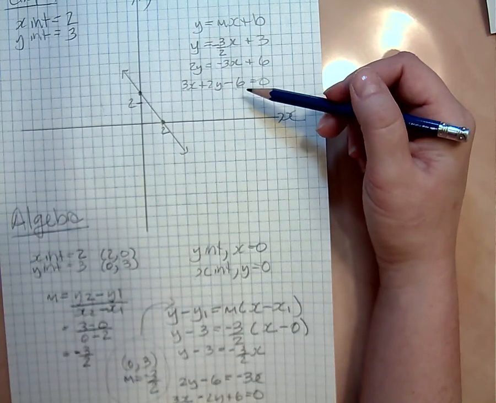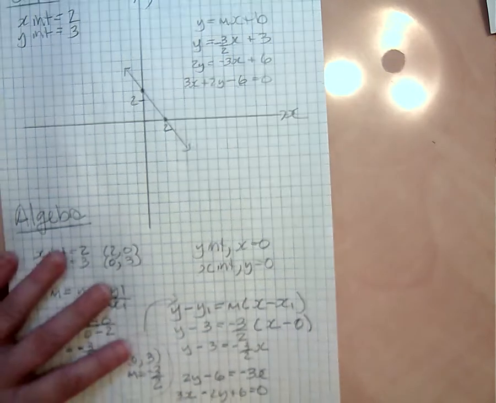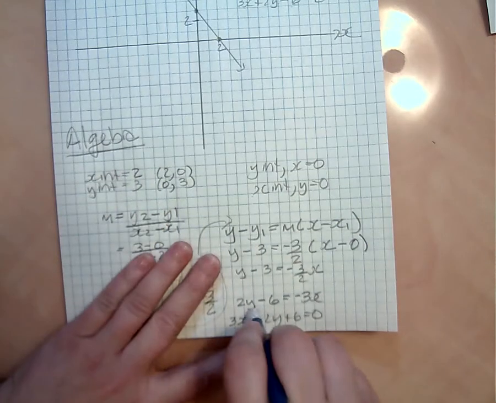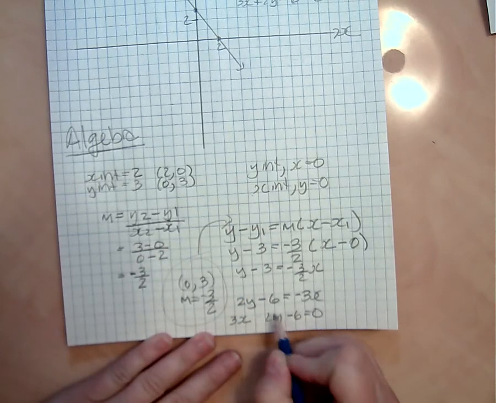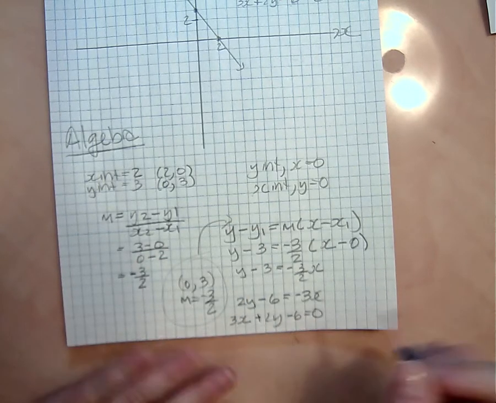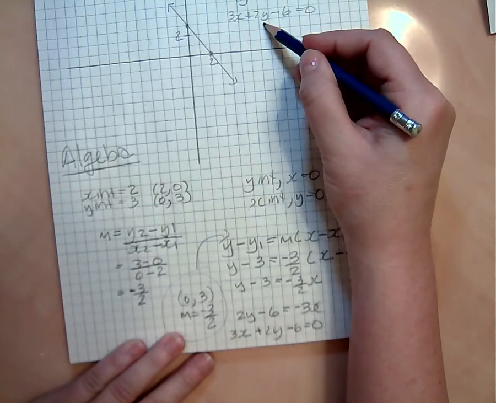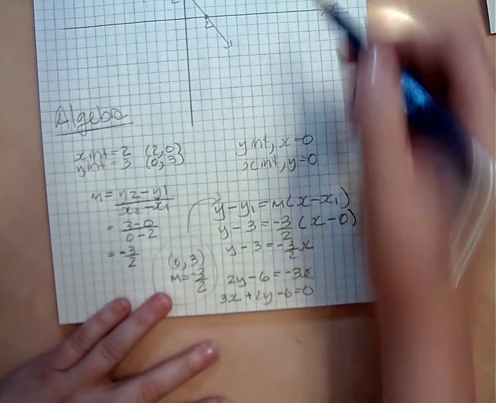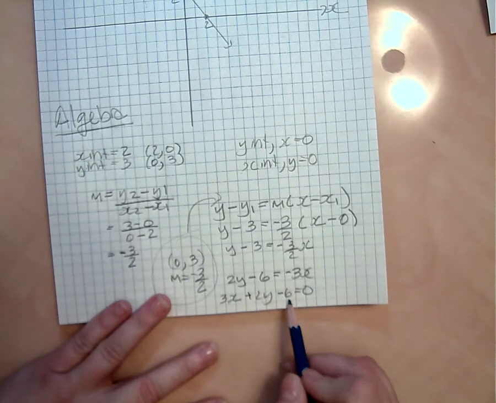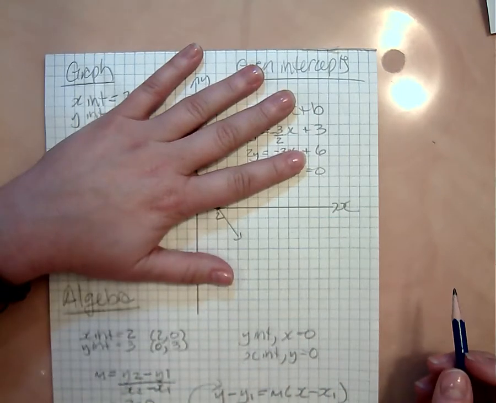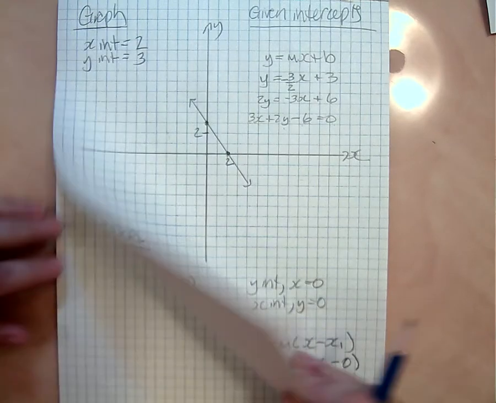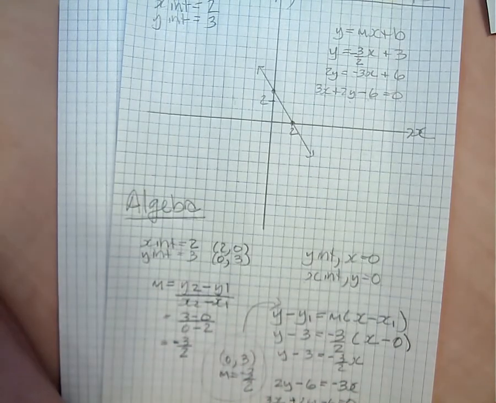Wait a second. I made a mistake. The 6 didn't move and the 2y didn't move, so they stay like that. 3x plus 2y minus 6 equals 0, and 3x plus 2y minus 6 equals 0. There you are. Algebra, graphing, it's all the same. Two roots to the same place each and every time.